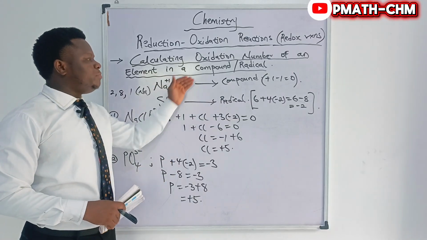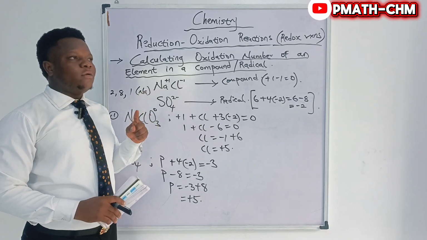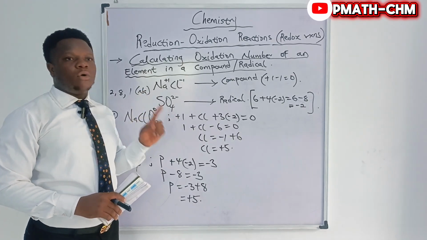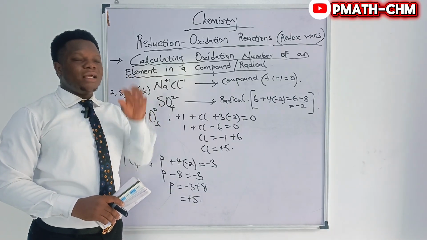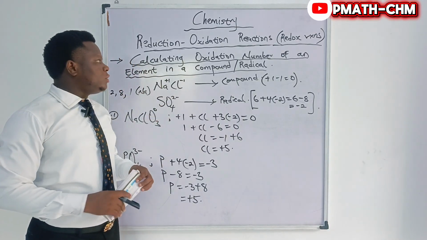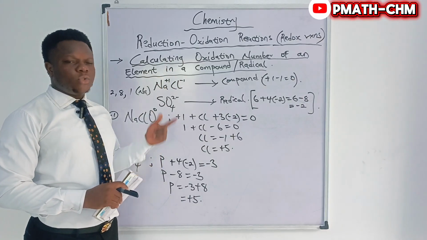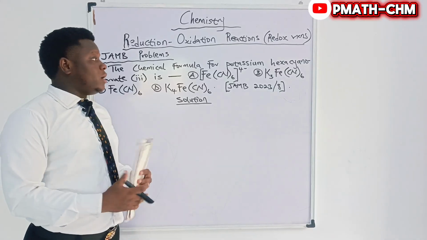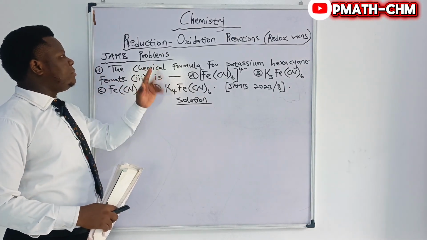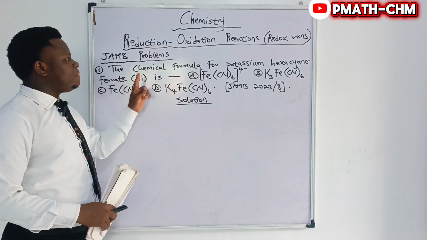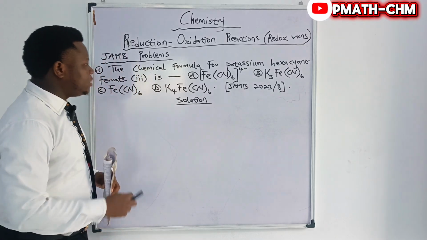Now, what do we use these basic rules for? You can use this rule in your exam to get the formula of a compound or a radical, or to name a radical or a compound if given the formula. So I'm going to be writing 2 JAMB questions on the board, and we're going to solve them together now. Okay, now let's look at this question on the board. The chemical formula for potassium hexacyanoferrate 3 is dash. And then you have your options. This is JAMB 2023, number 8 question.